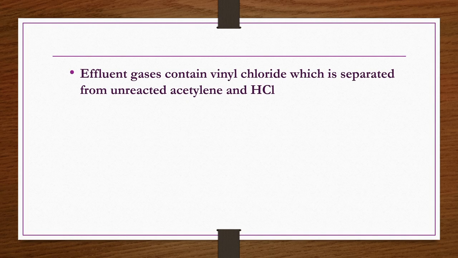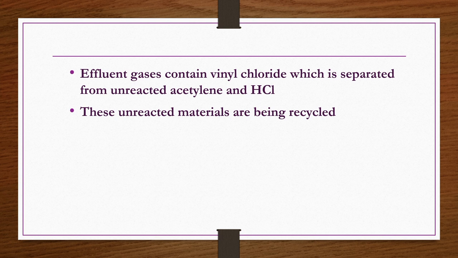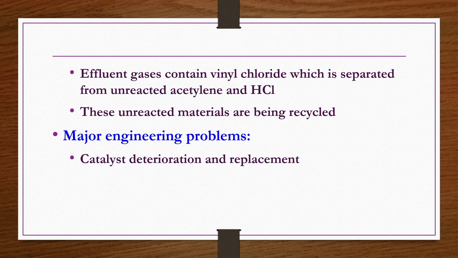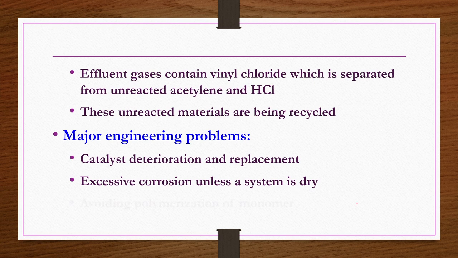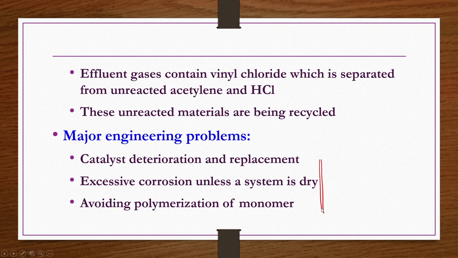Okay. Effluent gases contain vinyl chloride, which is separated from unreacted acetylene and HCl. These unreacted materials are recycled. Major engineering problems: catalyst deterioration and replacement is one of the important issues, because you have carbon or charcoal and if you go beyond 200 degrees centigrade, combustion of such particles will also take place. So you cannot go to higher temperature. So catalyst deterioration and replacement is one of the engineering problems. Excessive corrosion unless the system is dry, and avoiding polymerization of monomer, these are the important engineering problems you have to look into.